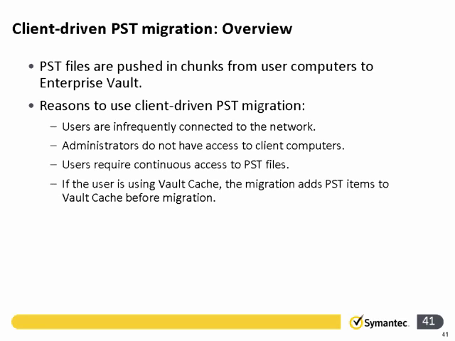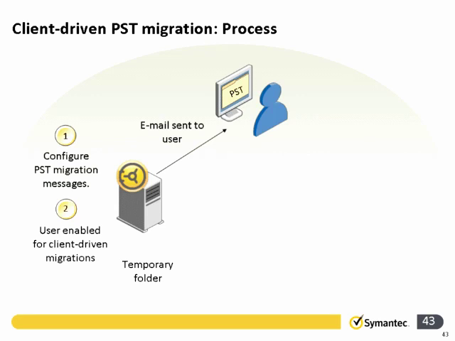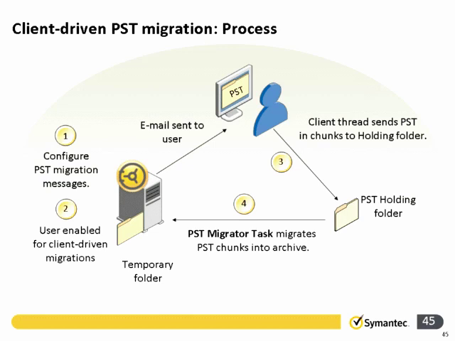The basic process behind doing a client-driven migration: we configure the PST migration messages, and we'll be looking at what those messages are. These are to help provide hints and instruction to the user who will be performing the client-driven PST migration. We will then send an email to that particular client, and to anybody who has been enabled for a client-driven migration. The client thread will then send the PST files in chunks to that holding folder, and that's the same PST holding folder that we specified for the locate, collect, and migrate functionality. And just like before, the PST migrator task will then run and bring the PST in chunks into that temporary folder on the Enterprise Vault server.